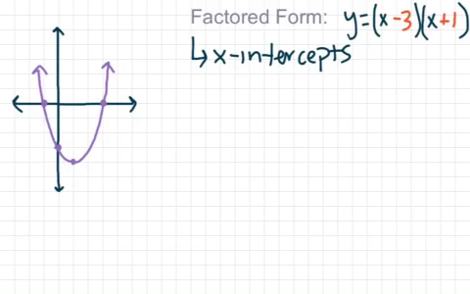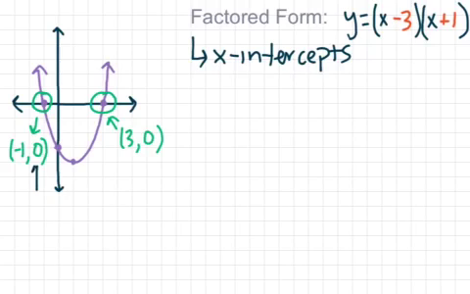So in this case, we have two x-intercepts. If a y-intercept is where the graph crosses the y-axis, an x-intercept is where the graph crosses the x-axis. So I'm going to write my ordered pairs here. This ordered pair is negative 1, 0. And this ordered pair is 3, comma, 0. So if you notice, in both of my x-intercepts, the y value is 0.